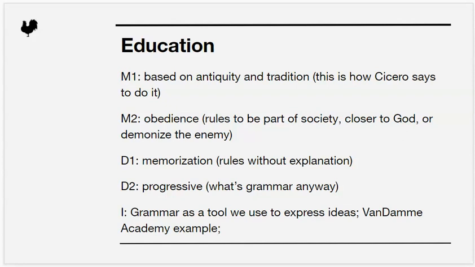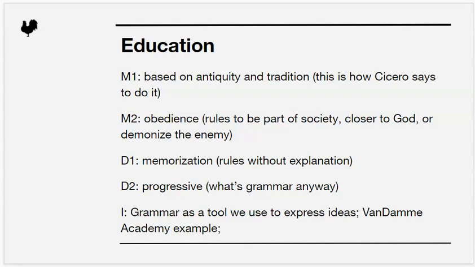M2 would be obedience to rules, not based on antiquity or anything else, just based on this is the way that we do it. We put the comma here. Subjunctive clauses are constructed in this way because this is just how we do it. And it could be correct, right? Your construction or your placement of a subjunctive clause could be correct. But the mode, again, is M2.